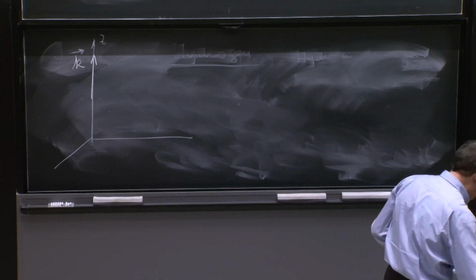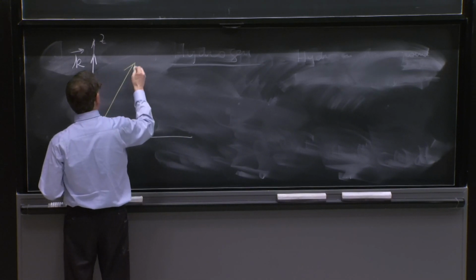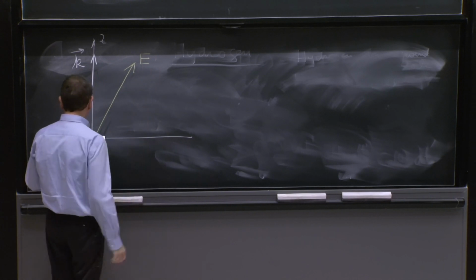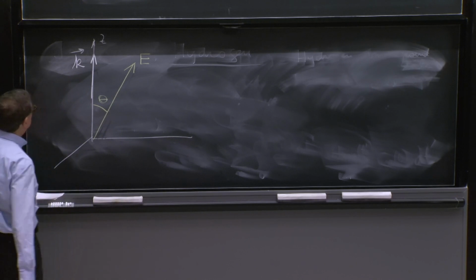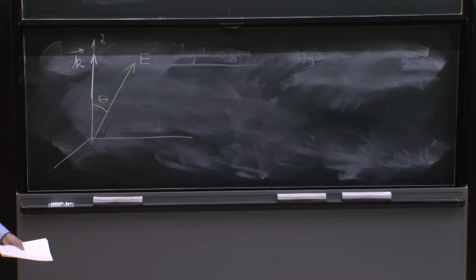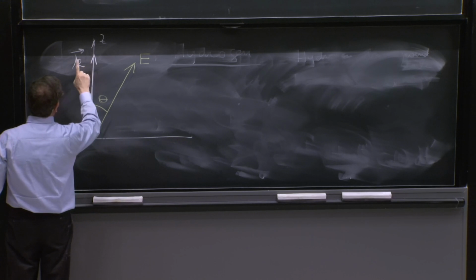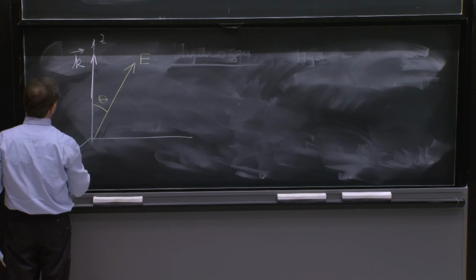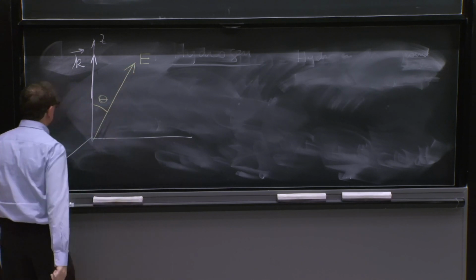So let's do it with green. Here is my electric field, and it's going to have an angle theta with respect to the direction of the photon incident direction. Now, this is actually more like the polarization of the photon. The electric field is the direction of the polarization of the photon.